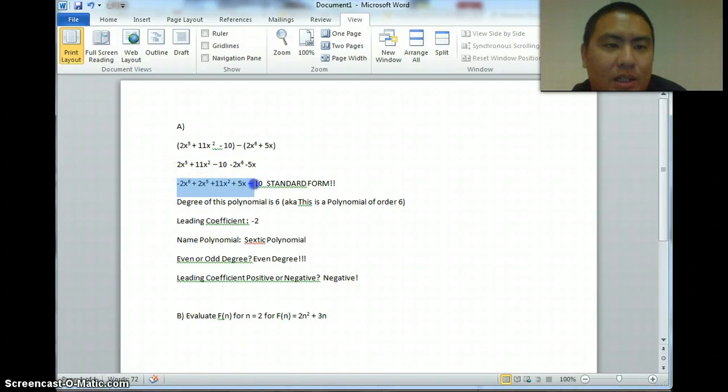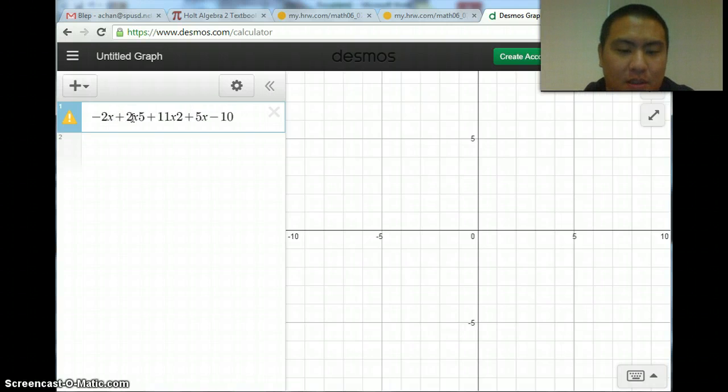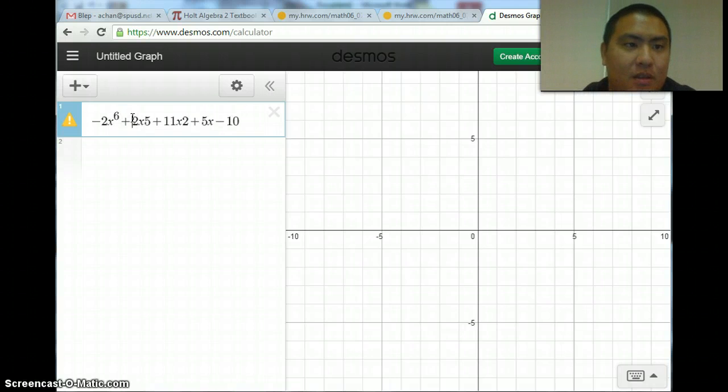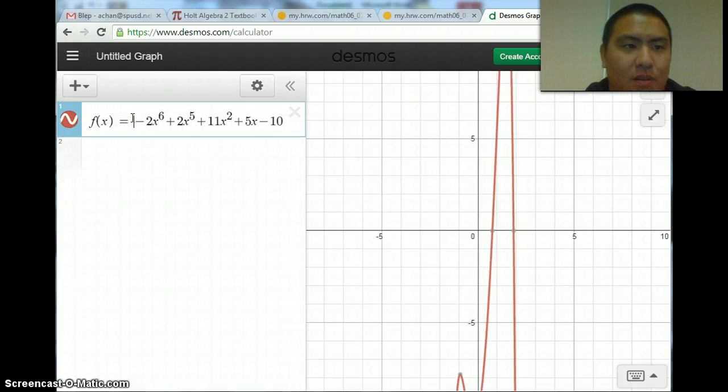Negative 2x to the 6, blah blah blah. So let's plug that in. This is not in the powers I want. This is also not in the power I want. This is not in the power I want. I'm going to put f of x equals.